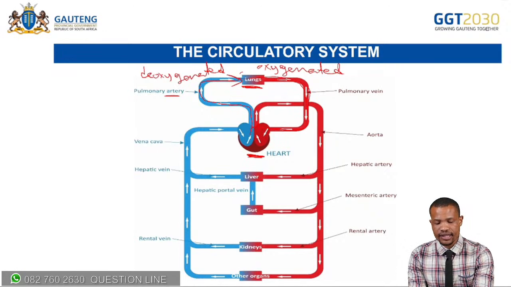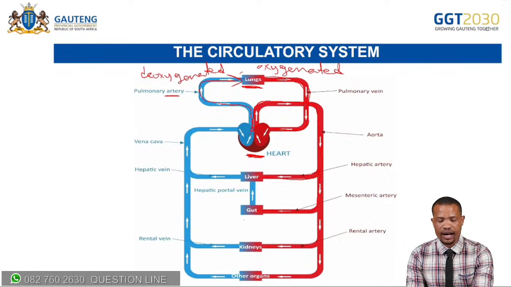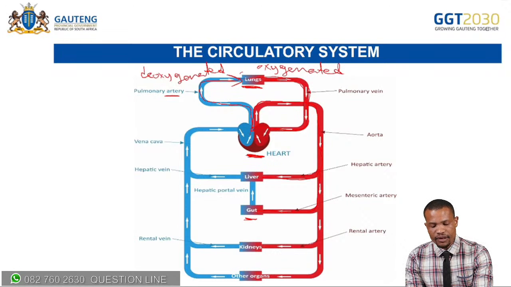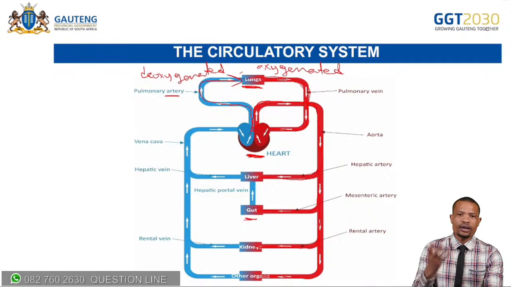Now, the blood is back at the heart. What does it do next? It's now oxygenated, and the heart provides it with kinetic energy or pressure so that it can go to the rest of the body. Some of it will go to the liver. Some of it will go to the gut, which is also known as our digestive system. Some of it will go to the kidneys, and some of it will go to other organs in the body. Now it is oxygenated and it goes to all of these organs.